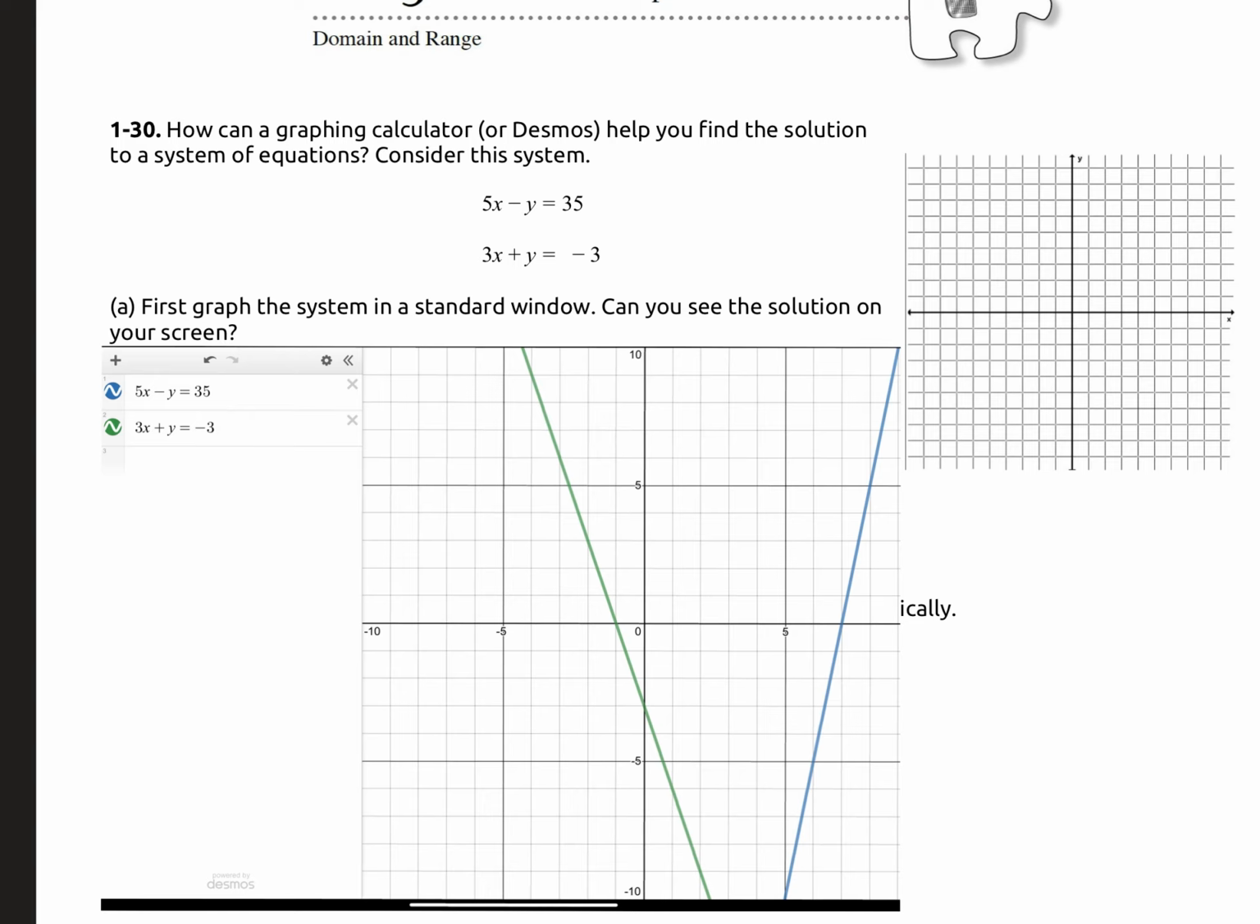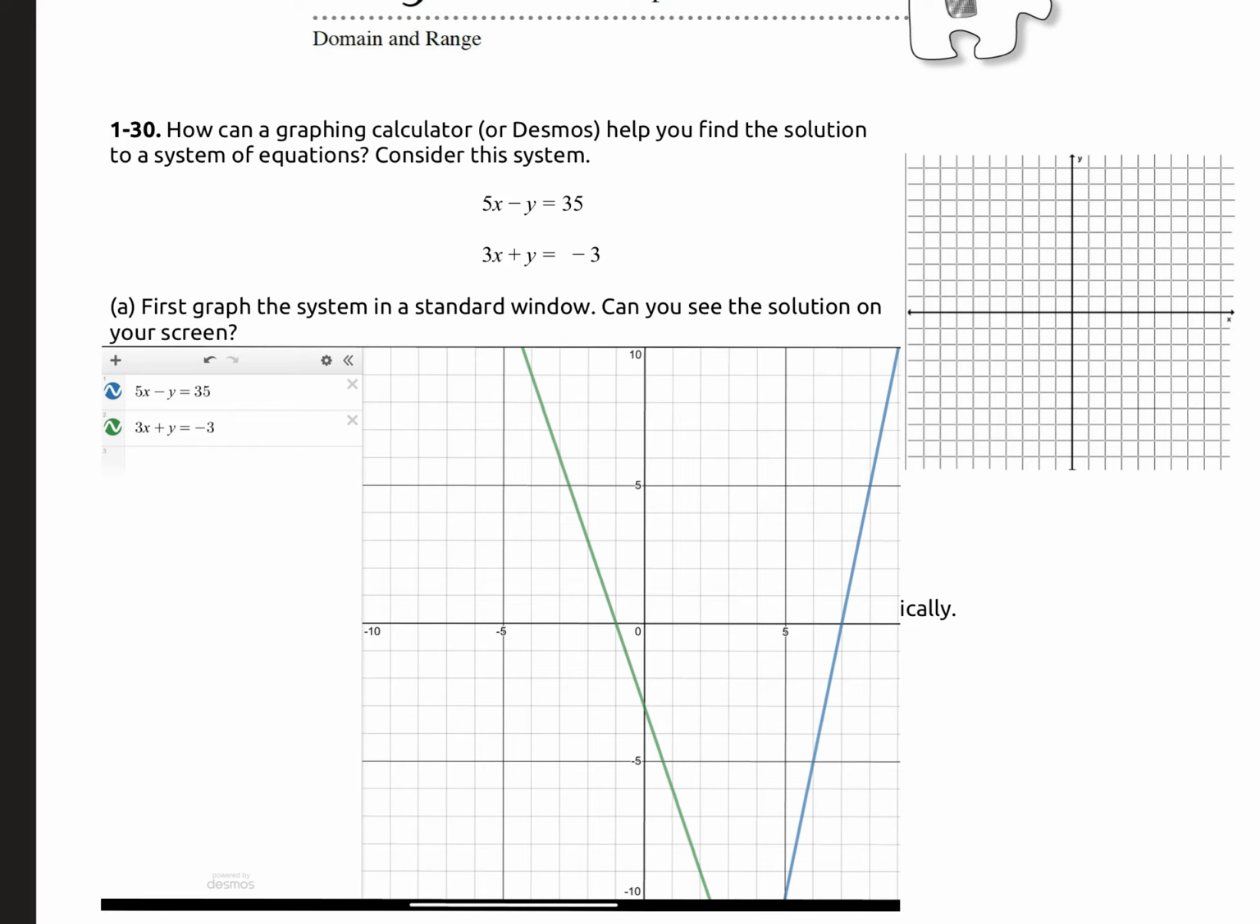All right, so just like we did in an earlier problem, when you graph it in the standard window, which is negative 10 to 10 for both x and y, we are not able to see where those two graphs cross. And remember, that's what we're looking for when we're asked to find the solution to a system of equations. We want to know where the graphs intersect. We can't see that here. So we're going to have to change our window.